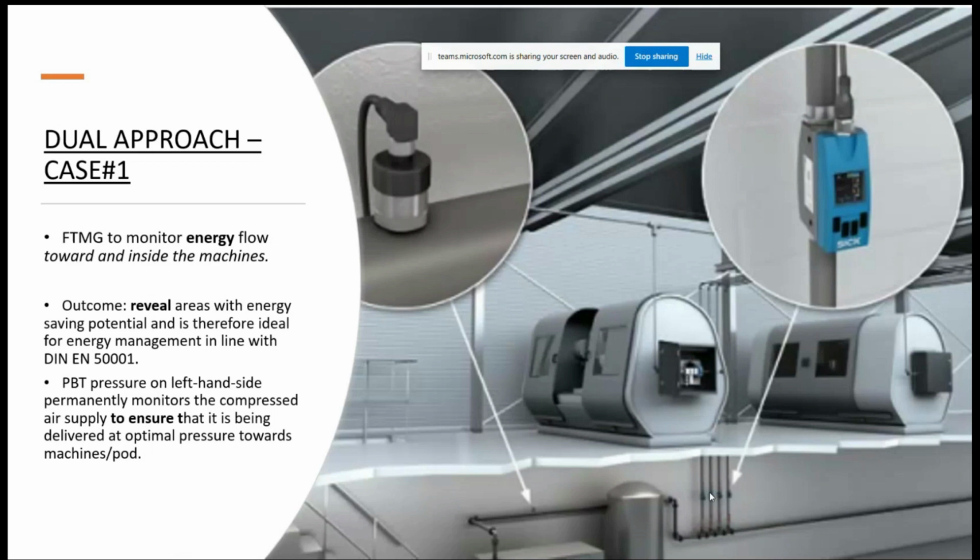So essentially the outcome in basic terms is you're revealing areas with energy saving potential to get you compliant and to start making cost savings as soon as possible. You might recognize this. This is the PBT. It's a compact pressure transmitter, and you can use it in conjunction to ensure that the pressure of the air delivered to those CNC pods is at the optimal pressure. Now we can see a lot of integration between the FTMg and the sister devices for pressure and pneumatic air monitoring. We'll see that in case two as well.